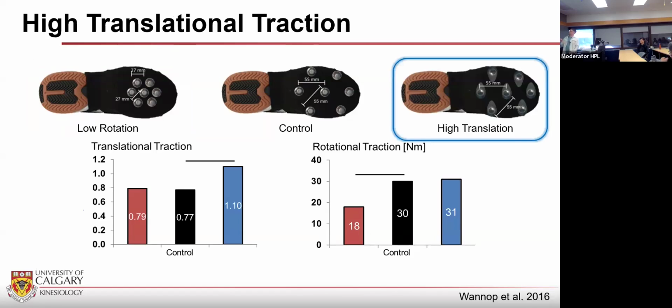We then wanted to also look at the influence of translational traction. In this case, we kept the location of these cleats the same, but we added small plastic fins to the base of them, so we made them slightly wider. When we mechanically tested these shoes, we saw a significant increase in the translational traction, but no change in the rotational traction. So with this study in these shoe conditions, we could see the individual effect of altering the rotational traction by comparing low rotation to control, and the individual effect of increasing the translational traction by comparing the control to the high translation.